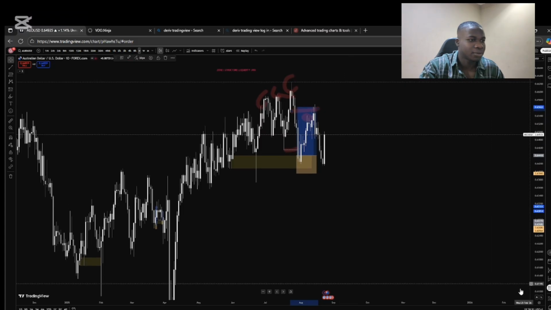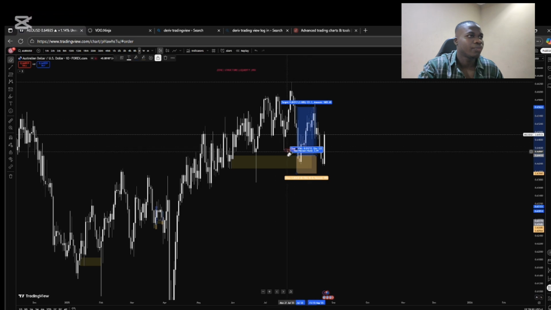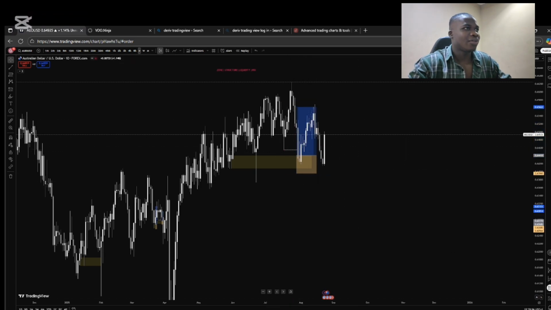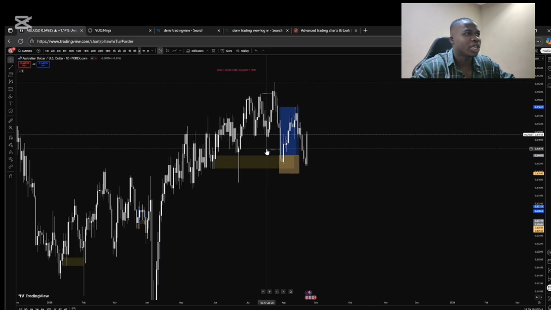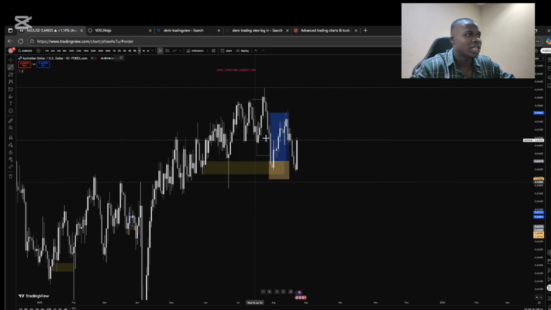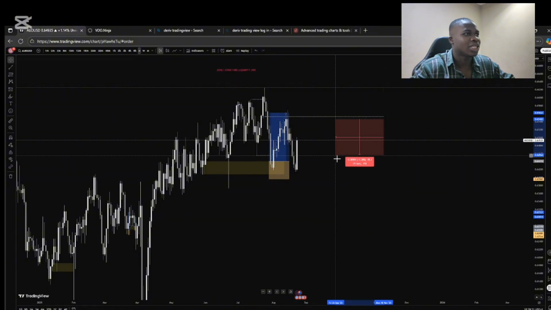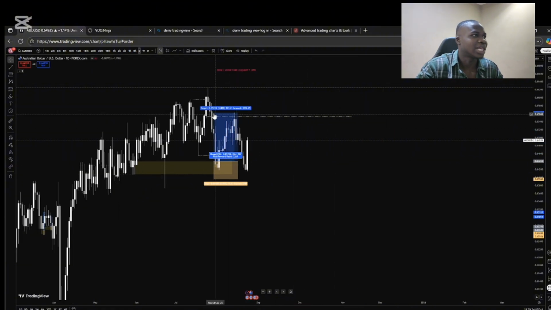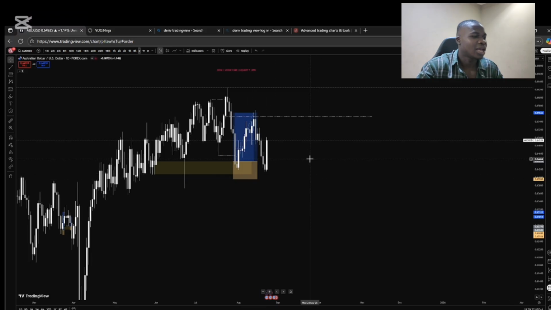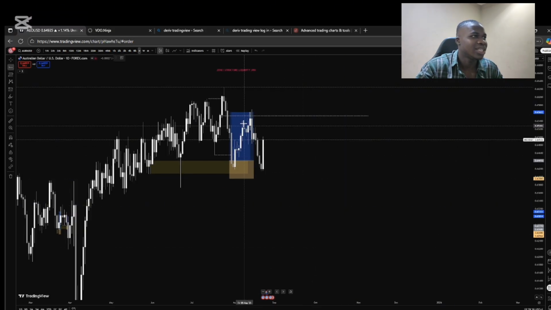I should recap again. We have a sweep of this high, an internal break, and now you can see there's a daily order block right here that has been mitigated by this particular high. And you can see there's also engineered liquidity right here. The price swept before tapping into that daily order block.